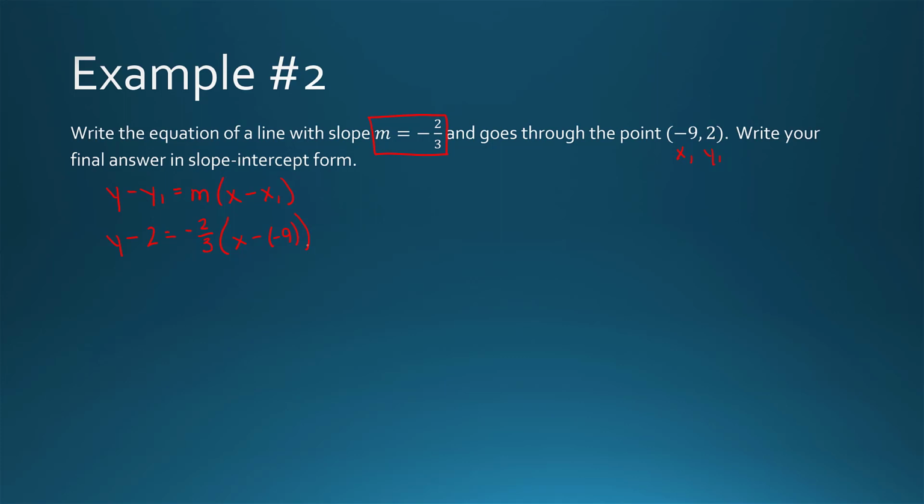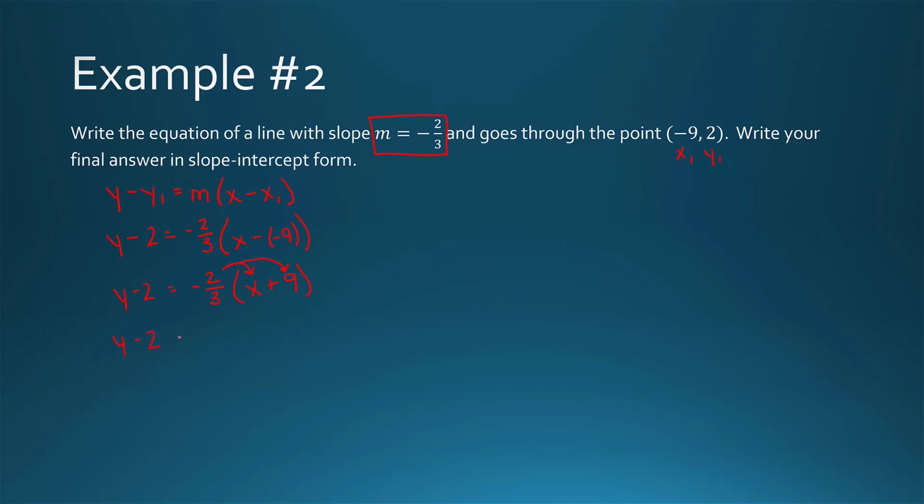Before I do anything here, I want to rewrite this so I don't have that double negative in the parentheses. The left side stays the same in this case, and I still have negative 2/3 on the outside. But the inside, instead of x minus negative 9, now becomes x plus 9. Now we're going to go through that same process, and we're going to distribute this through my parentheses here.